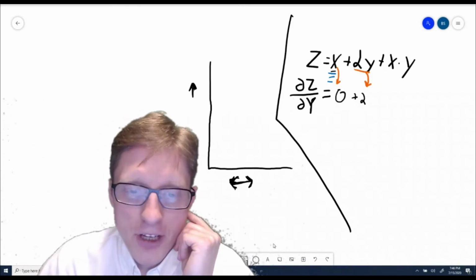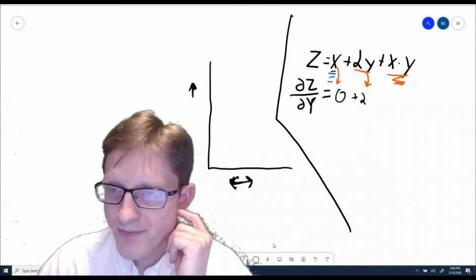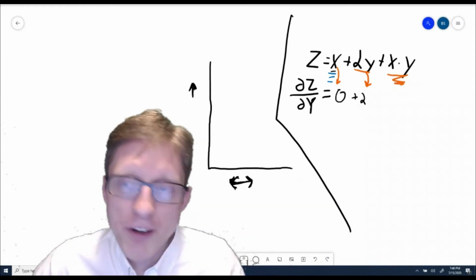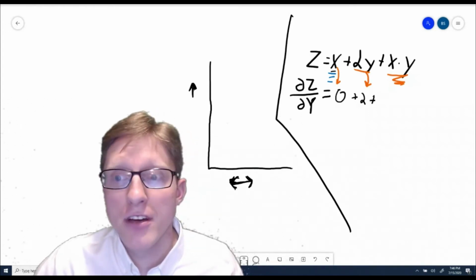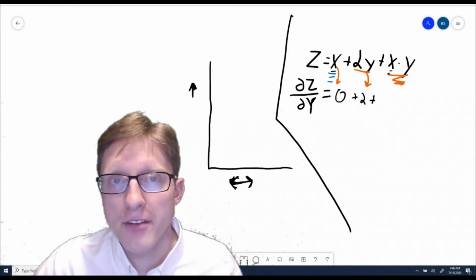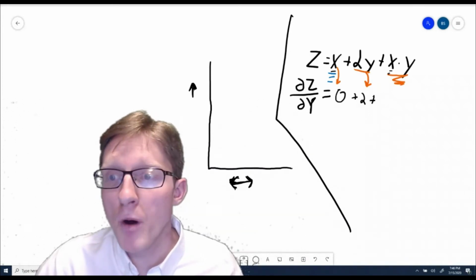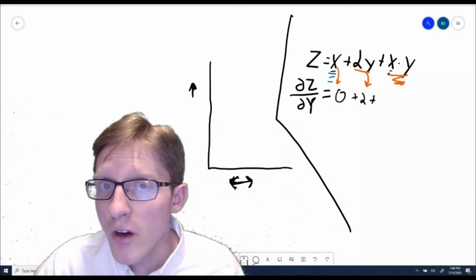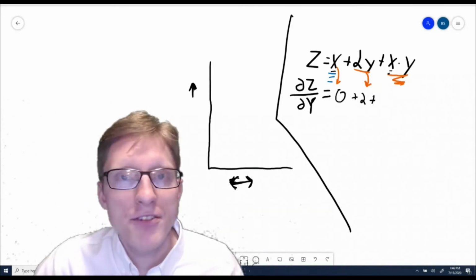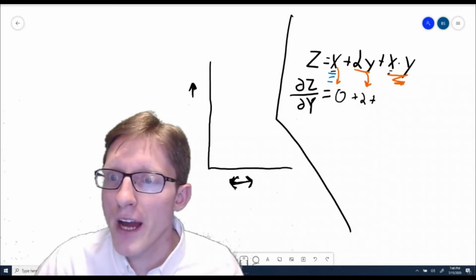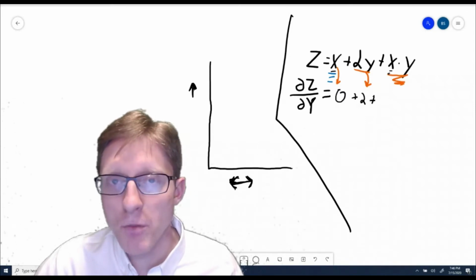And now let's look at this third term, and this is what tends to lead to the most confusion. When you're taking the partial derivative with respect to y, you're going to treat x just like a constant. So if this last part were not xy, but were 5y, what would be the derivative? It would just be 5. But it's not 5y, it's x times y. But we're going to treat x exactly like we would a constant.